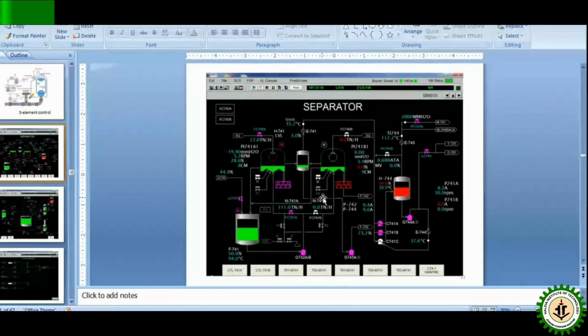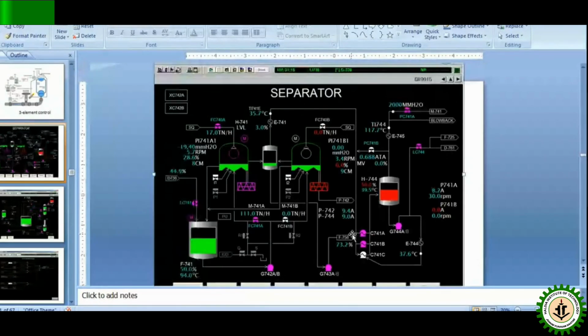This is how a DCS looks like. You see that some of the vessel levels are in green color, some of the vessel levels are in red color. Red color level means the vessel level is going out of range.